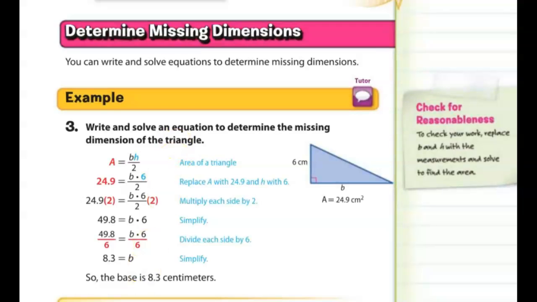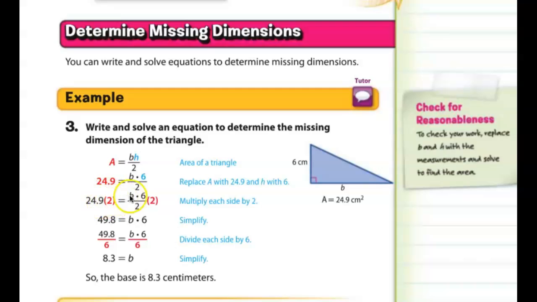Okay, so we're going to do a missing dimension problem. We're going to walk through one they've done for us, and we've done these before. You take the formula, you put in the information that they give you, and then you solve for whatever is the unknown number. So we have this particular triangle. We know the area is 24 and 9/10. We know that the height is 6, but we don't know what the base is. So we're going to replace everything that we do know. 24 and 9/10 is equal to base times 6 divided by 2. Since these are decimals, this will be the best version of that formula to use.